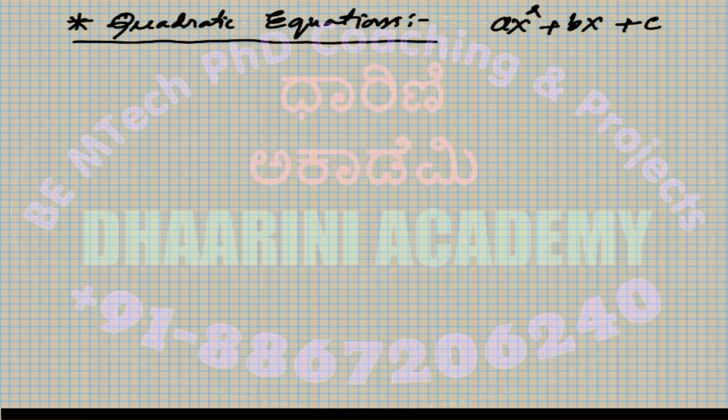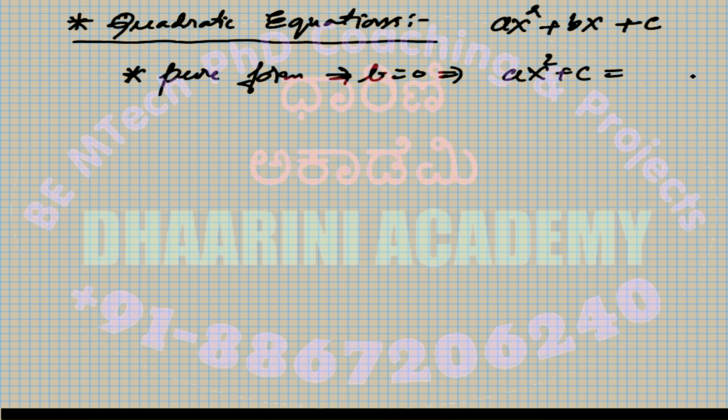Now, we have two types of quadratic equation. The first format is called as a pure form. In the pure form, we don't have b, so b is equal to 0. This means simply we have ax square plus c is equal to 0. This is a pure form of quadratic equation.